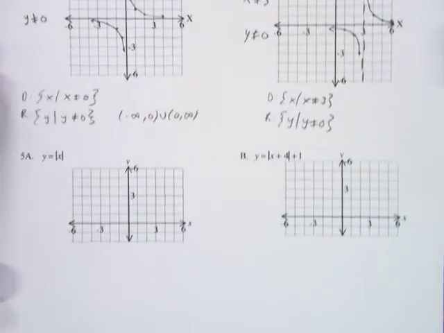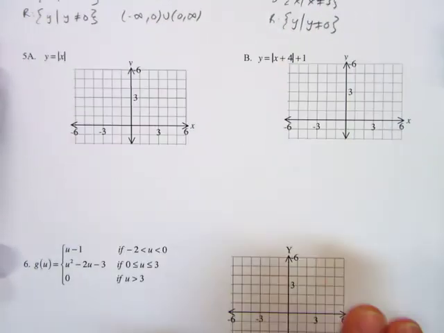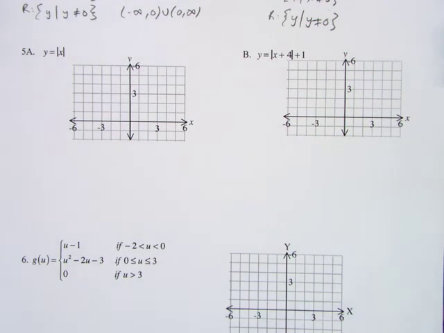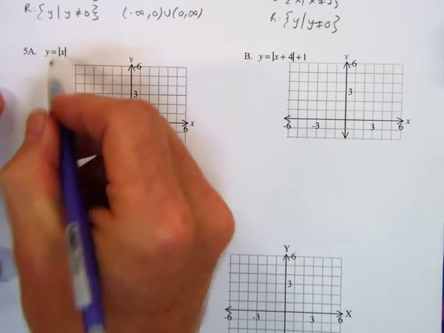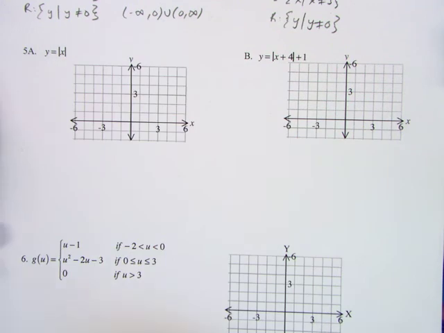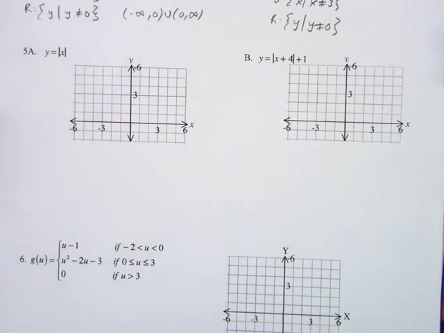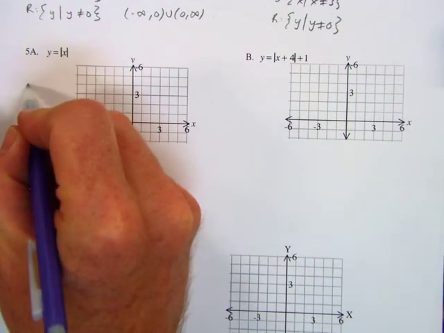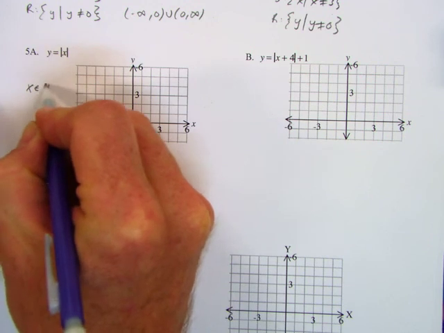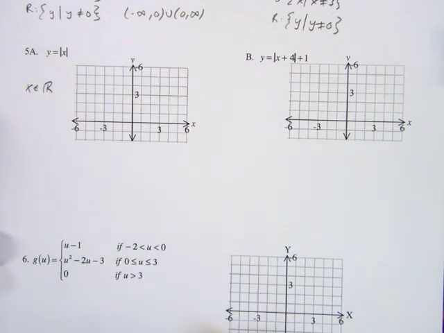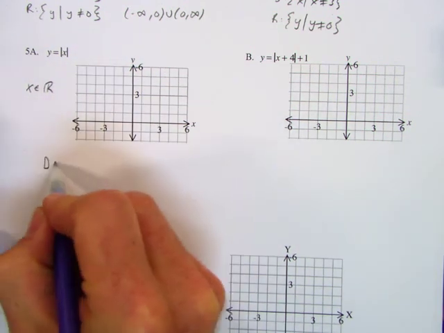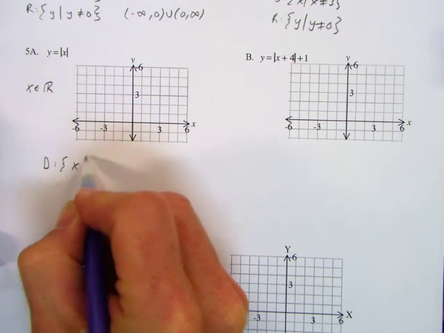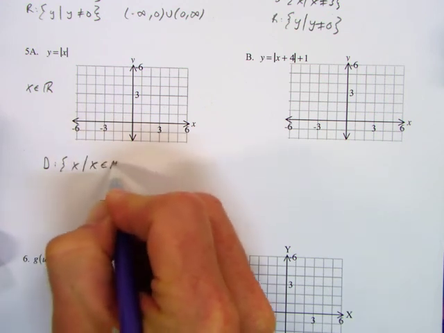All right, next one, absolute value. What's our absolute value graph look like? Well, before we can do that, is there any restriction? Can you take the absolute value of any number? Sure, there's no real number that you can't plug in there. So what does that mean? That means it's all real numbers. I'll write that in just a second. We'll have domain such that x is a real number.